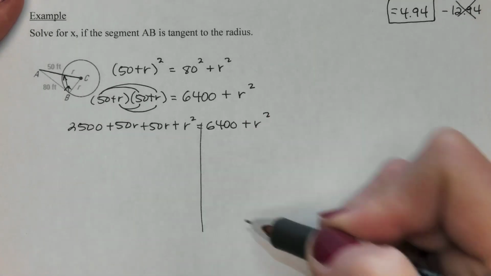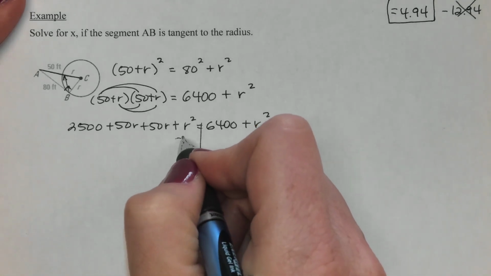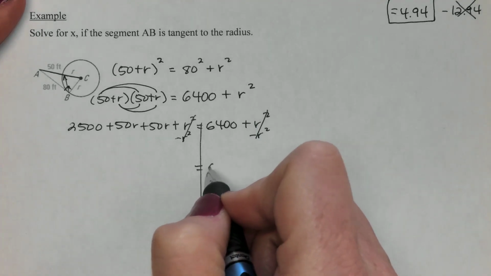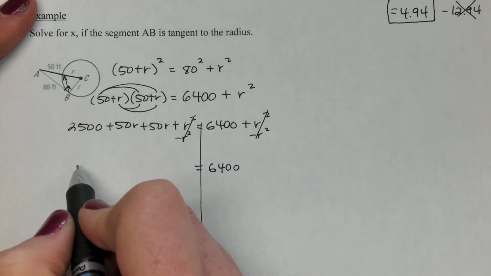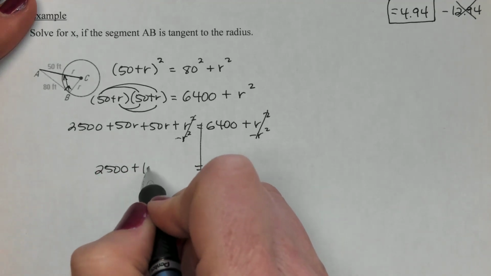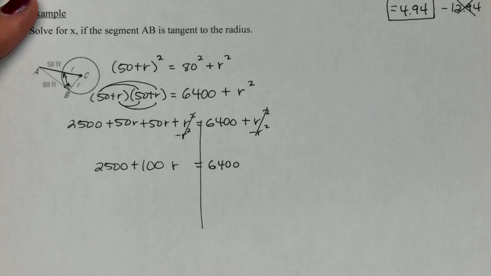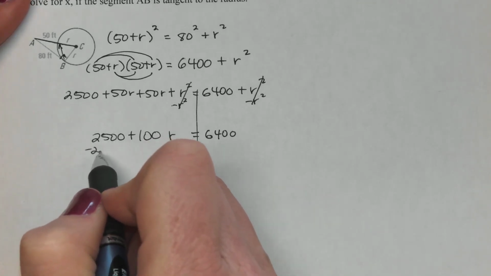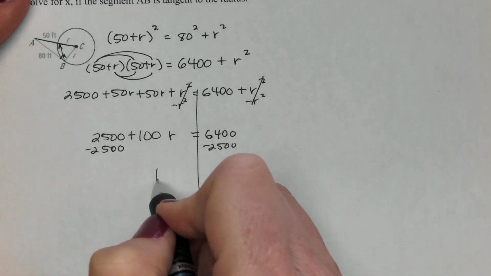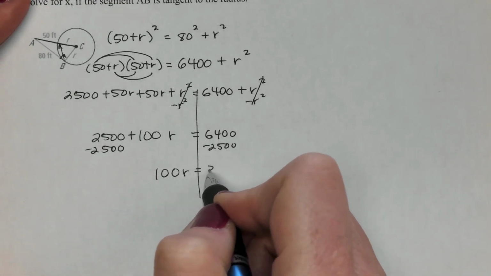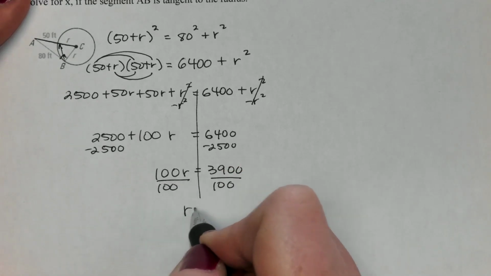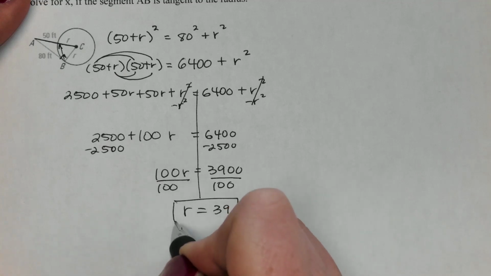All right, so there's our fence problem. I'm going to try and subtract my r squareds to get them together, and bam, they just disappear. On this side, I've got 2,500, and then I've got 50 r's and 50 r's, so that makes 100 r's. And now we're going to solve this, so I'm going to subtract the 2,500. This is 3,900, divide by 100, and r is 39.